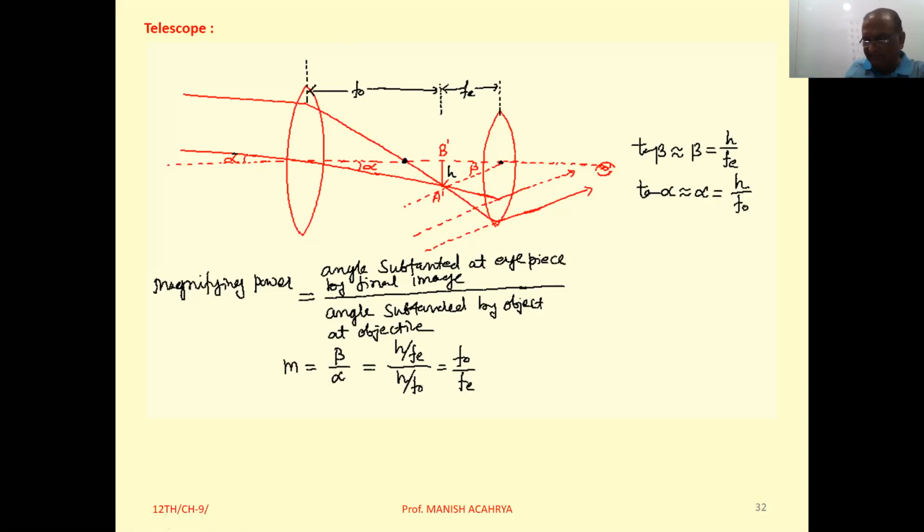Again here the eyepiece is adjusted in such a way that this image formed by the objective is very close to the first focal point of the eyepiece. Now the eyepiece will form the final image of this one.